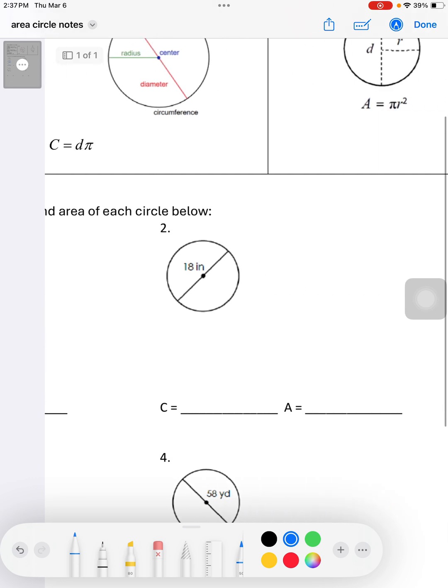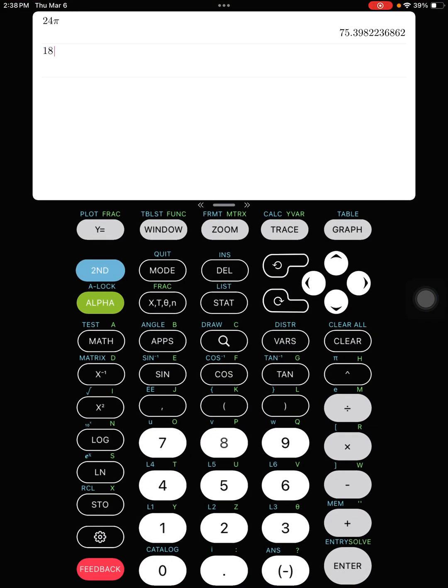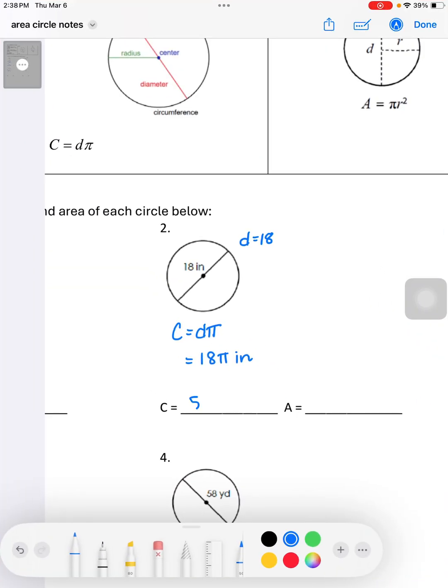Let's try another circumference. Number two, this time 18 is our diameter. So our circumference formula is diameter times pi. So in terms of pi, we get 18 pi inches. That is a one-dimensional shape, so we just do inches or one-dimensional measurement. So in terms of pi, we're doing 18 pi. And we get 56.55. Let's round this one to the nearest hundredth, so that is 2 decimal places.